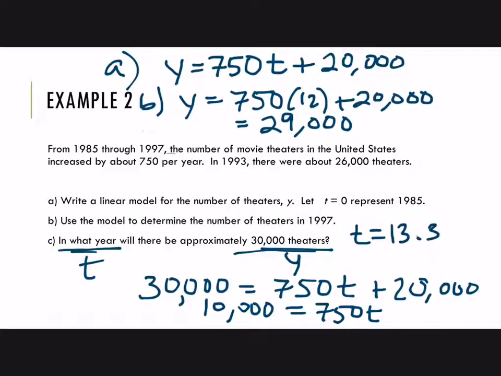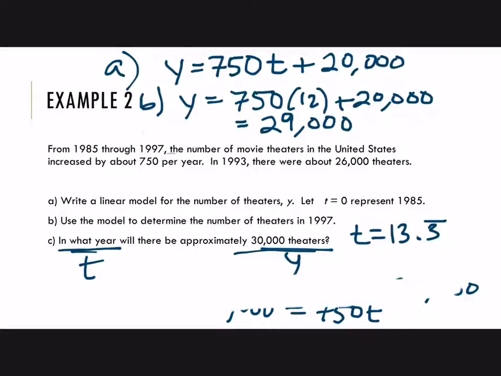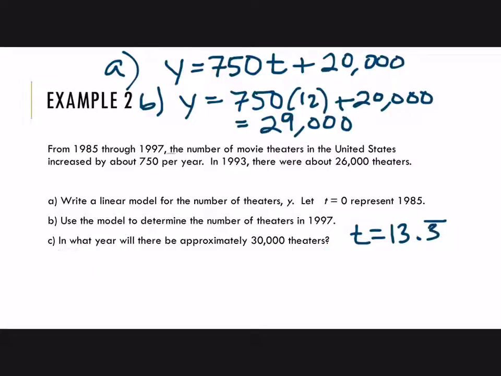Then divide by 750, and that gives that t equals 13.3 repeating. Okay, and then we just need to translate that to an appropriate answer for the question. They're asking in what year. So this is years since 1985. If you add 13 to that, that would be 1998. And then that 0.3 repeating just means it's a third of the way into the year. So it's in 1998, or you could say in between 1998 and 1999.